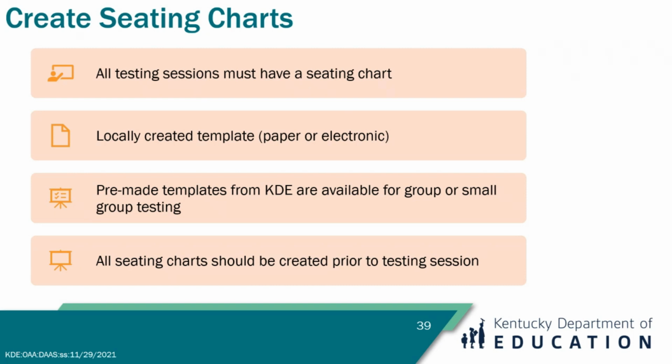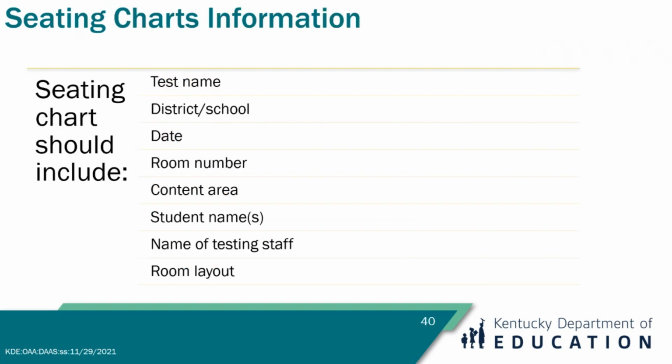The chart may be kept in either paper or electronic format and completed by the classroom teacher. A chart will be completed for each test session and kept on file. Sometimes the DAC or BAC will supply the teacher or test proctor with a locally created seating chart template to use, especially if the room arrangement is significantly different. Example templates created by KDE are available on the KDE website. For those who want to create their own seating chart templates, certain information must be included.